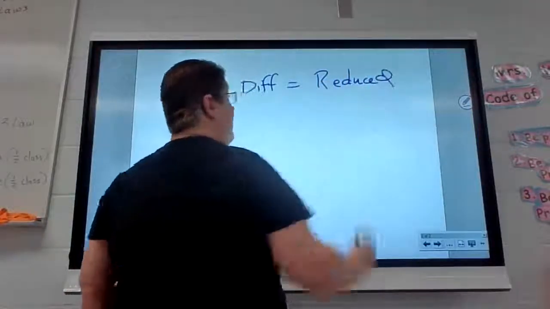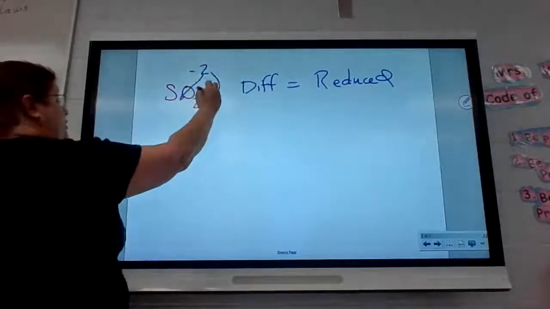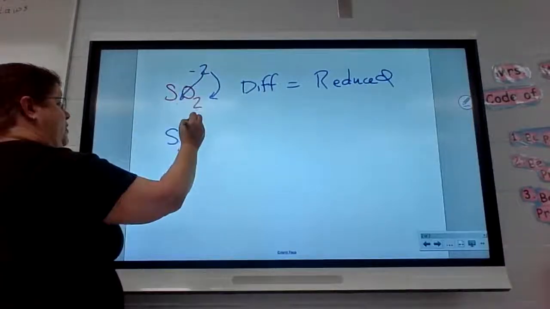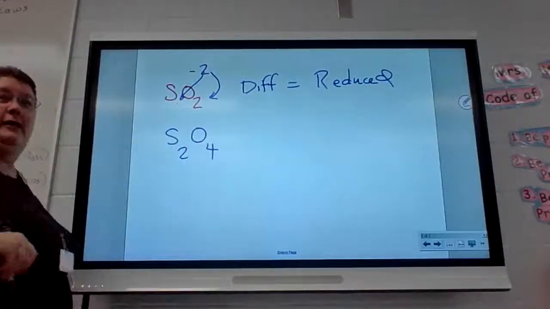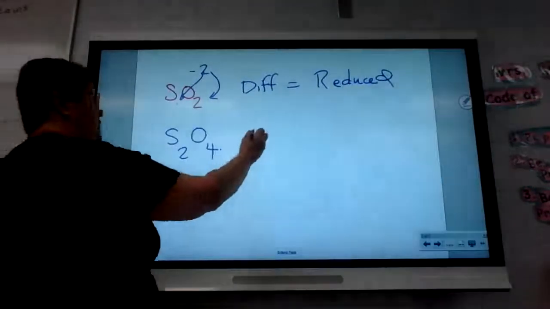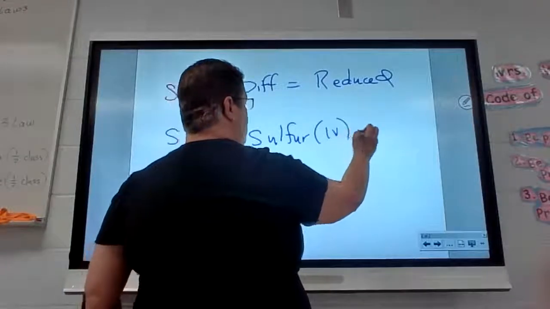Yes. Okay, so you got to find the original formula. Multiply this through the subscripts. So 2 times 1 is? 2. 2 times 2 is? 4. Okay, so what number came from the sulfur? So you write sulfur, Roman number 4, oxide.